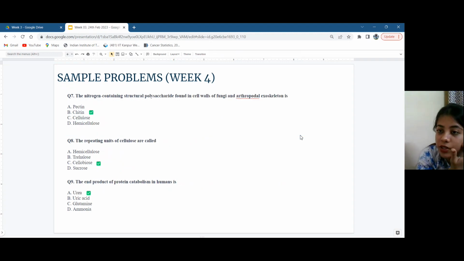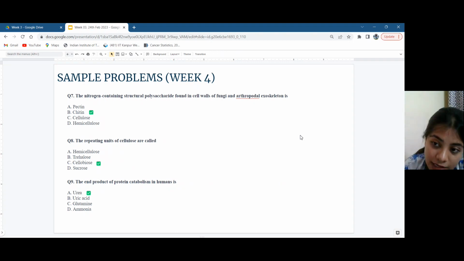Then in question number 7, we are being asked the nitrogen containing structural polysaccharide that is found in the cell walls of fungi and in the exoskeleton of arthropods is A pectin, B chitin, C cellulose, or D hemicellulose. So whenever we think about cell walls, we directly go towards cellulose, but this is a very common mistake that is made by a lot of students and should be very accurately studied.